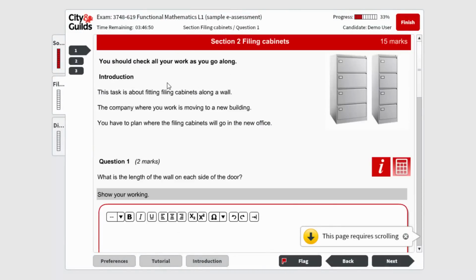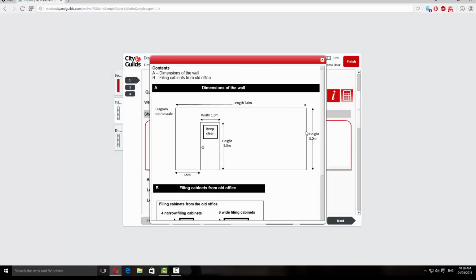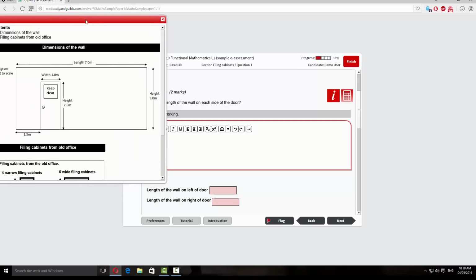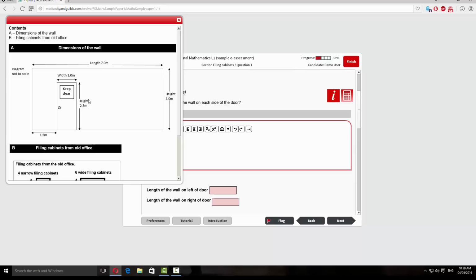Okay. So question 2 is about filing cabinets. Essentially, you've got a new office. You want to put the filing cabinets up. We've got some information. We're going to need this information to work out the answer to the question. So what is the length of the wall on each side of the door? Now the left-hand side of the door is very, very simple. It says 1.5 meters. So the answer for the left-hand side of the door is 1.5 meters.